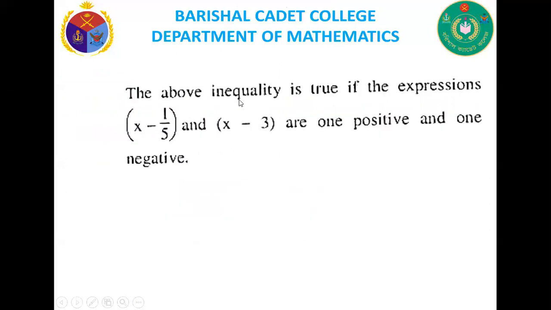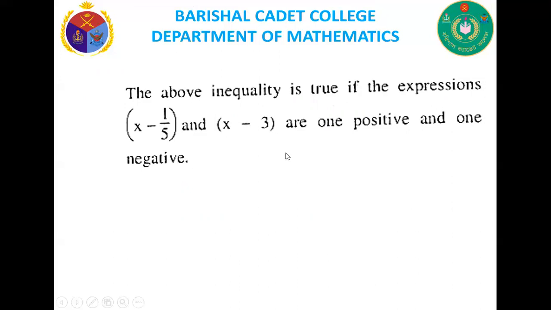In the above inequality, (x minus 1 by 5) into (x minus 3) less than 0. So the above inequality is true if the expressions x minus 1 by 5 and x minus 3 are one positive and one negative. If both are positive, then the inequality will be false. If both are negative, then the product will be greater than 0. In that case, the inequality also will be false. So we have to get one expression positive and another expression negative.